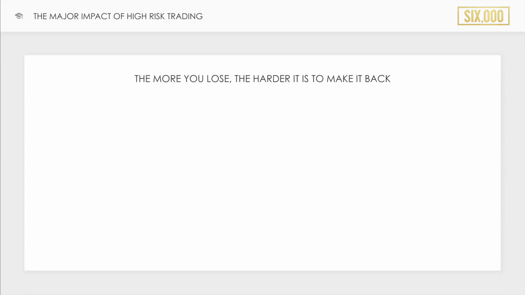The more you lose, the harder it is to make back. And this is why I'm just trying to lay the groundwork here with risk management. I'm trying to paint a picture for you of why an aggressive strategy is just not a sustainable route for trading. Let's say, for example, you had $10,000 and you lost $5,000. So 10,000 minus 5,000, what does this make? What is the percentage? Well, you've lost $5,000, it's a 50% loss.